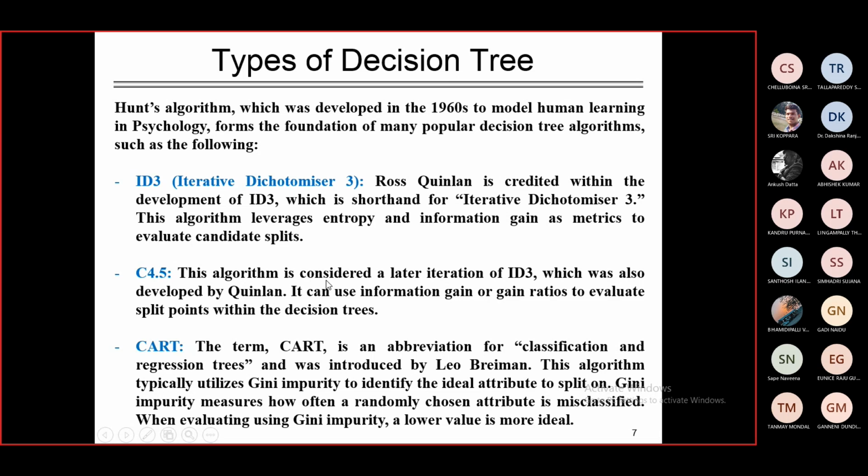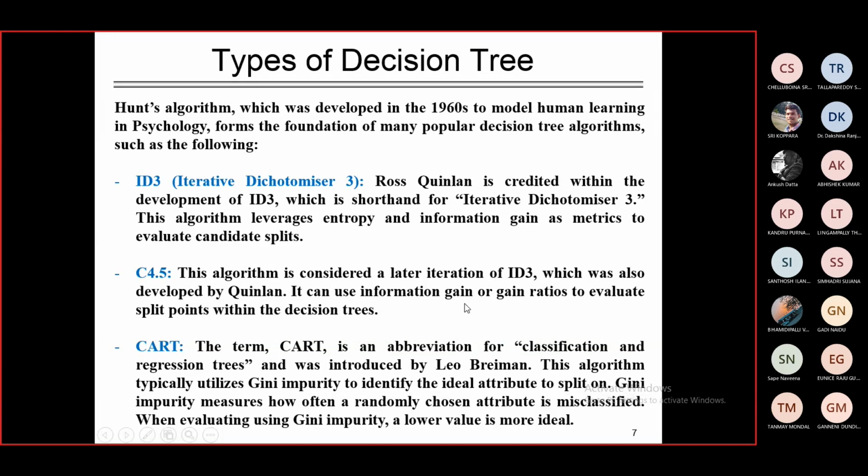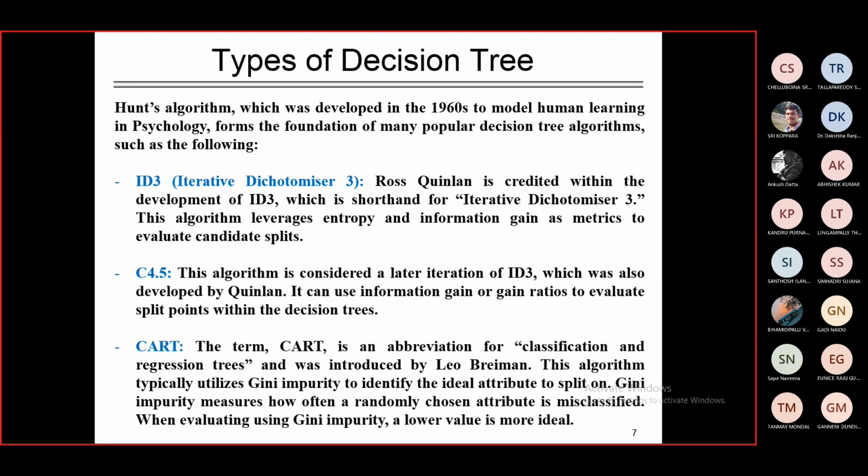Now another, C4.5 algorithm, is considered an iteration of ID3. Okay, and this was also developed by Quinlan. So we can use information gain or gain ratios to evaluate the split points within the decision tree. Just like ID3, it also uses information gain or gain ratios to evaluate the split points in the decision tree. Okay, so where the split is to be made will be decided by either the information gain or the gain ratio.